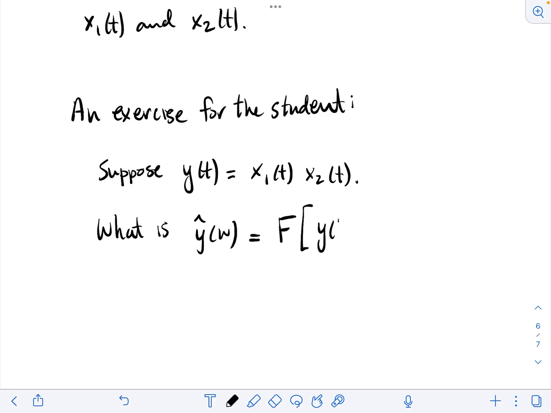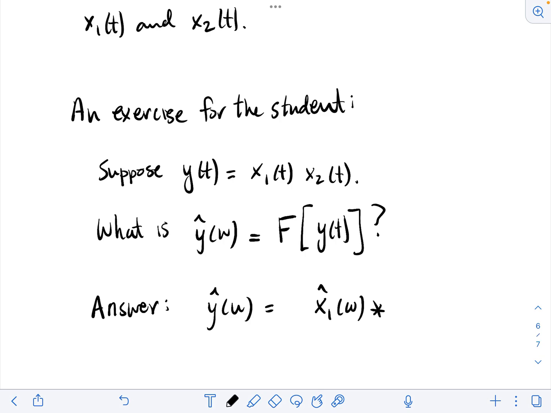So the answer is that y hat of omega is going to be equal to, as you probably could have guessed, the convolution of x1 hat of omega and x2 hat of omega. But there's one subtle little difference. There's a prefactor of 1 over 2 pi. And so the challenge is for you to prove that to yourself. You could follow a method that's very, very similar to the one we just worked through above.